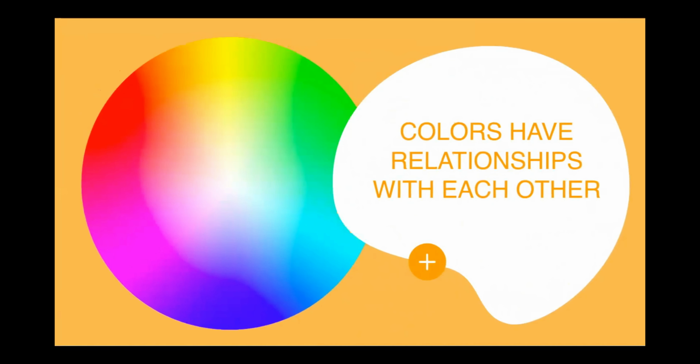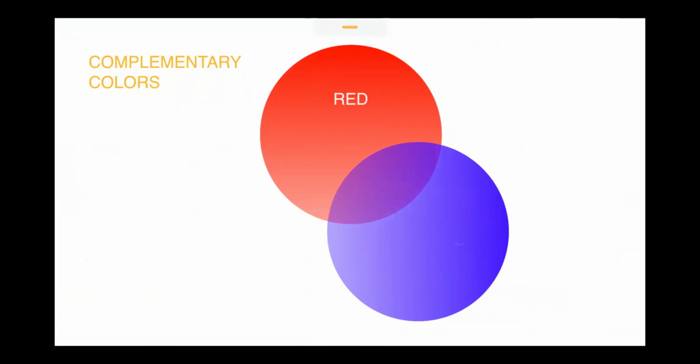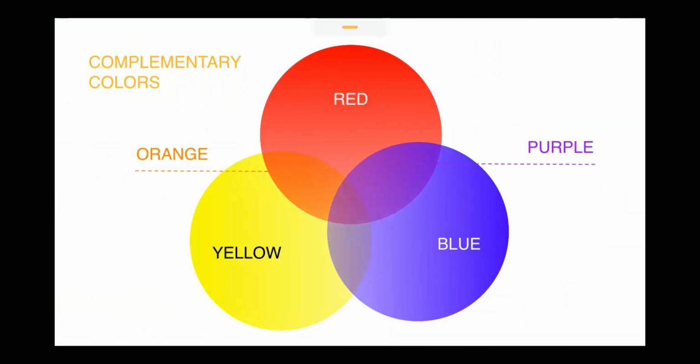In a complementary relationship, two colors are across from each other on a color wheel. When you use complementary colors such as orange and blue, they can heighten each other's intensity, and the result is a contrast that draws the viewer's attention.